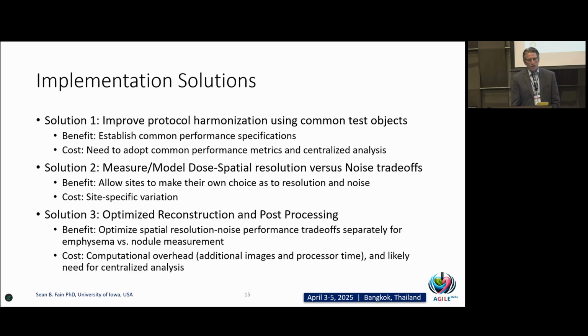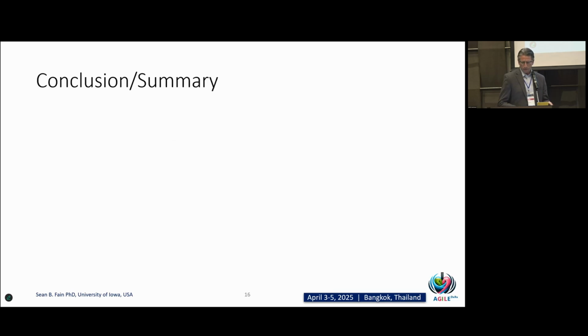An example like that, I think, was one of the earlier talks in this session that discussed the idea of cluster analysis and multiple reconstructions for one acquisition that would take different kernel types and emphasize a smoother kernel for emphysema and a higher resolution kernel for the small lung nodule measurement. I think that's a solution, but it does include additional images and processor time, and likely need for centralized analysis if we were to do this across harmonization across sites.